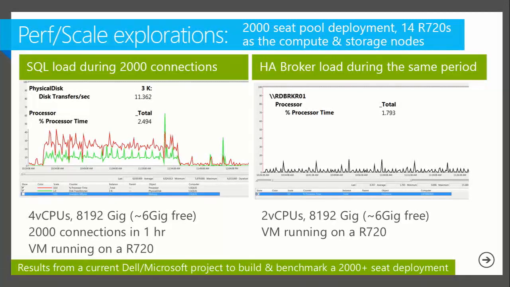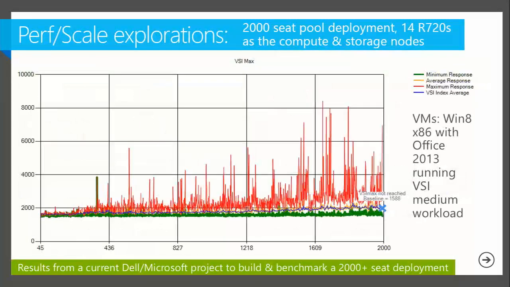On the right-hand side, we have the broker. The broker is just doing nothing. In this one experiment, we had 2 vCPUs, which was probably too many; 1 vCPU would have been enough. And finally, this is the VSI medium workload total score for the 14 R720s hosting 2,000 VMs. And it's all based on local storage. The only things using the central storage are the management services and user profile data.